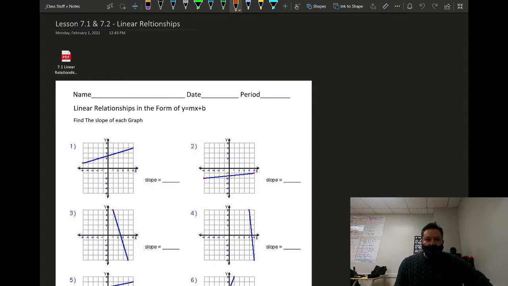Today we're going to continue talking about linear relationships in the form of y equals mx plus b. That's the slope-intercept form equation of a graph.